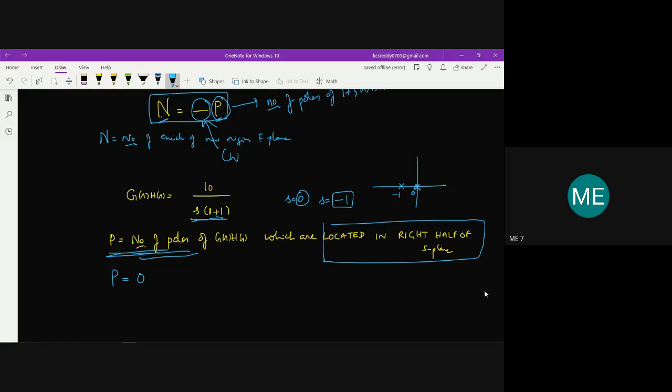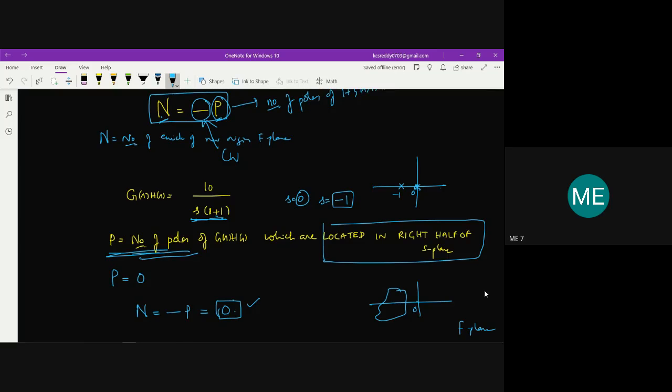Now from this, for stability we have N is equal to minus P. Where N is equal to minus P means the number of encirclements is going to be 0. That is, the Nyquist plot obtained in the F plane will not encircle the origin. So the number of encirclements here is 0. This is the F plane, and the plot you draw here, for example this Nyquist plot, does not encircle the origin of the F plane, because there are no encirclements about the zero.